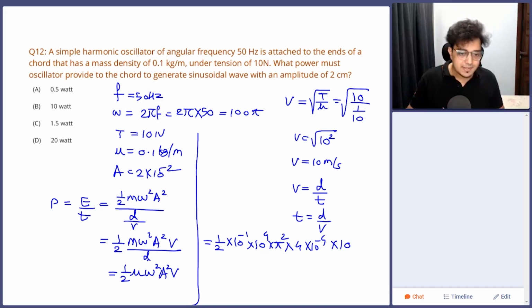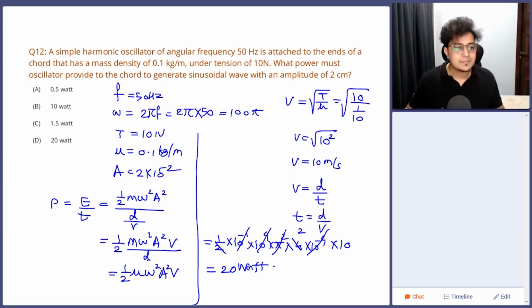So everything substituted? Yes. What do we have now? 10 raised to plus 4, 10 raised to minus 4, cancel. This 2 and 4 cancel. Pi square is approximately 10. So that 10 and 10 raised to minus 1 cancel. The remaining is 2 into 10, 20. So 20 watt is your answer. Option D. Okay. Moving on.